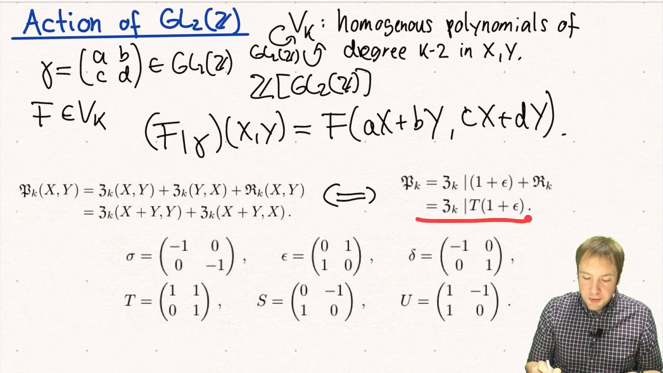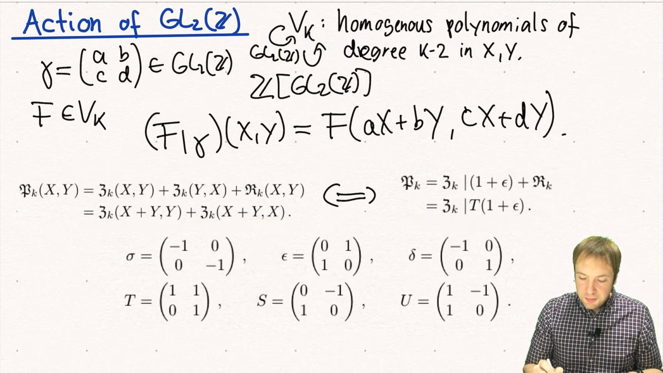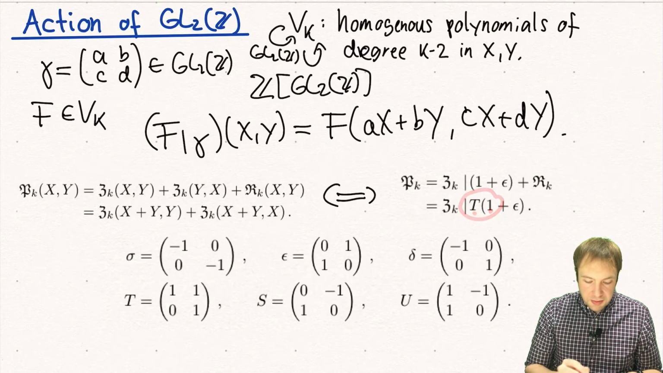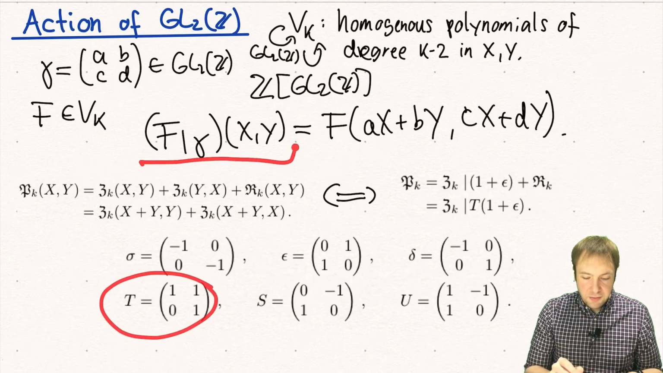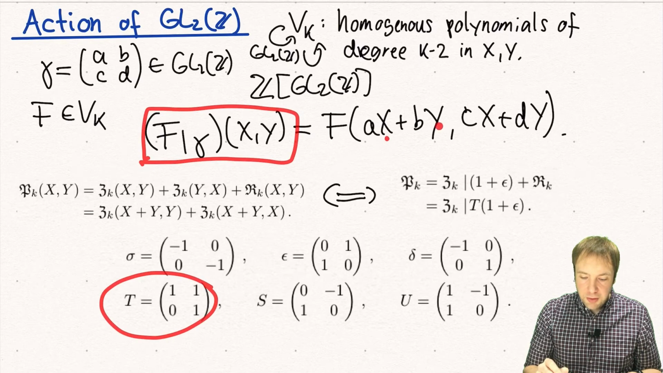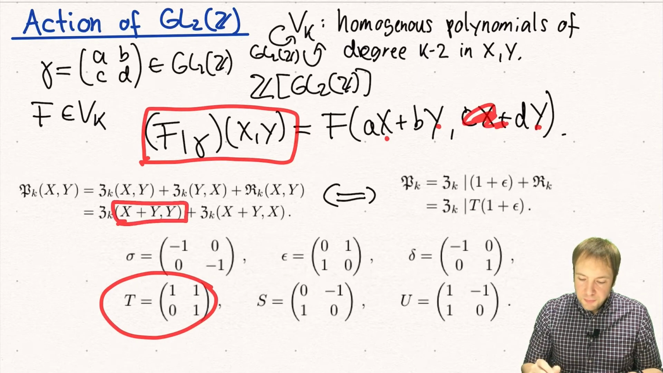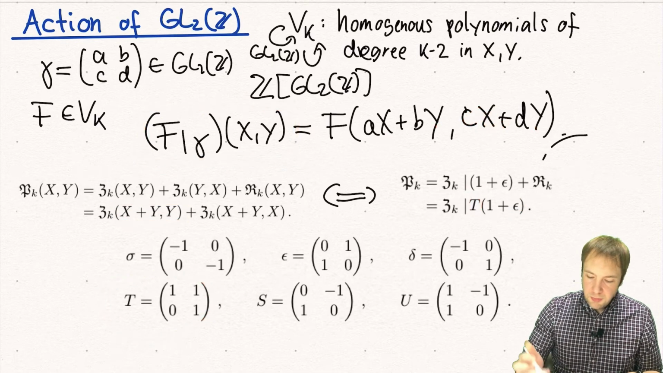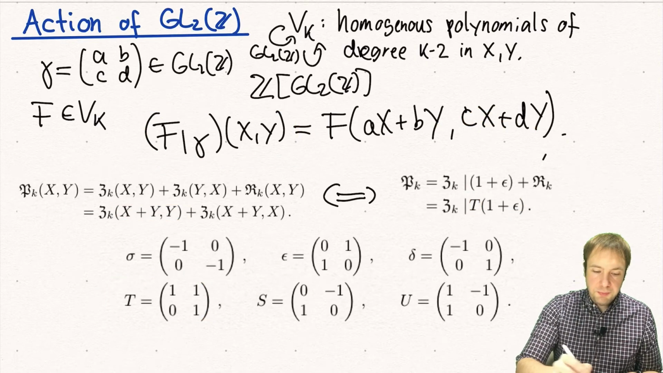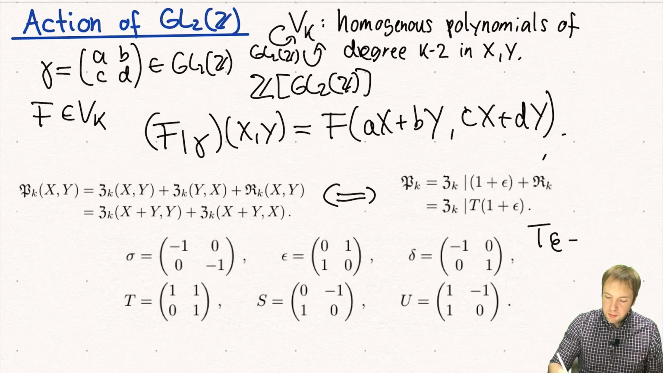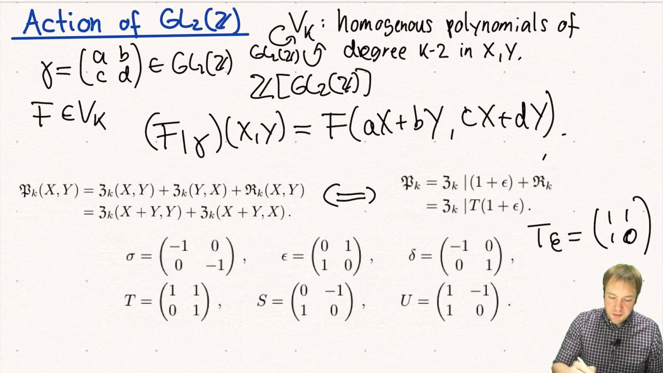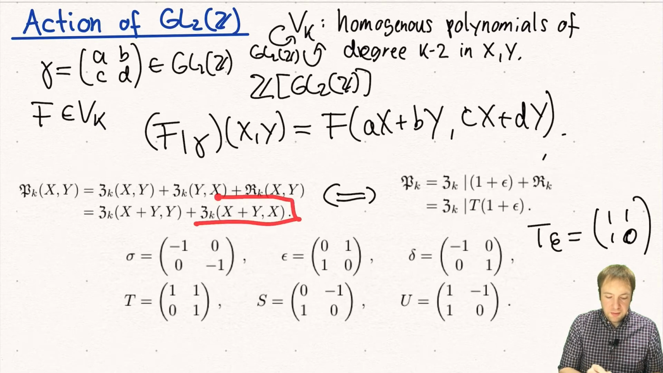And here the second equation, this part here, the statement is that this is given by T. So T is this matrix here, (1, 1, 0, 1). And if we let T act on some polynomial here, then we have x plus y, and here 0 y, so this is exactly this. And T epsilon, where you change this like this, and then you can see the action of T epsilon is exactly this here.